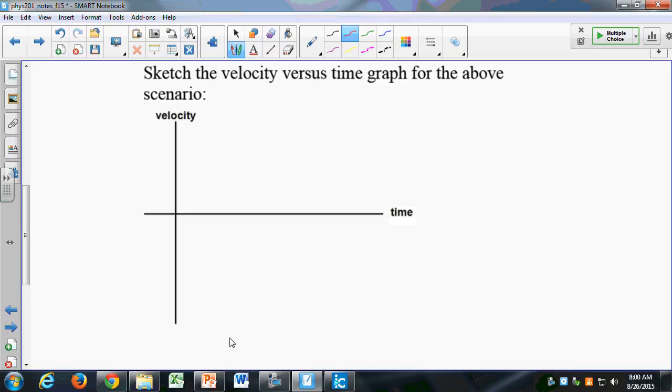A v versus t graph. First of all, which quadrant would it be in? The first or the fourth quadrant? It's going to be in the fourth quadrant, right? Because my velocities are negative. And on the y-axis here, this direction is negative, all right? So is the slope of this graph that I plot down here going to be positive or negative?